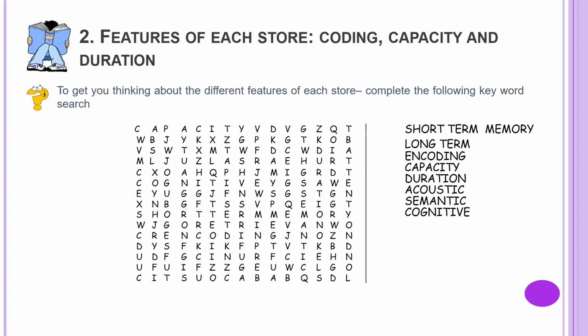Okay, to get you thinking, have a go at this word search. You may want to pause the video at this point just to complete this word search.